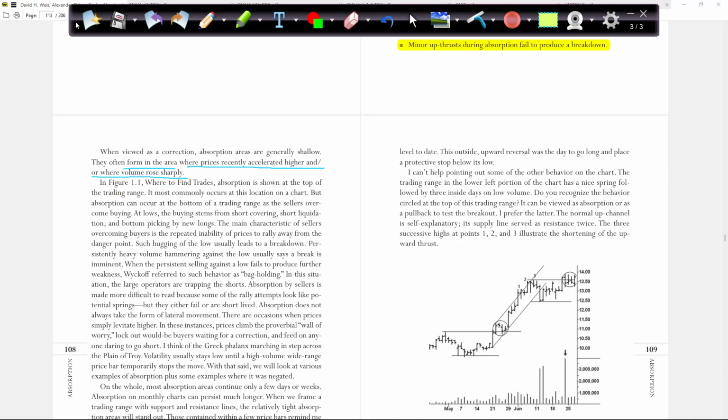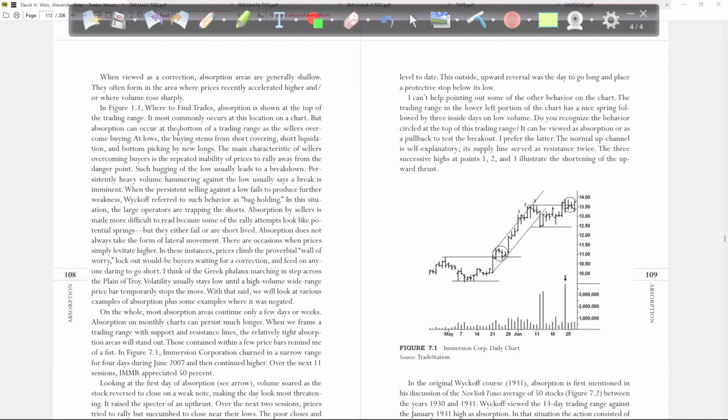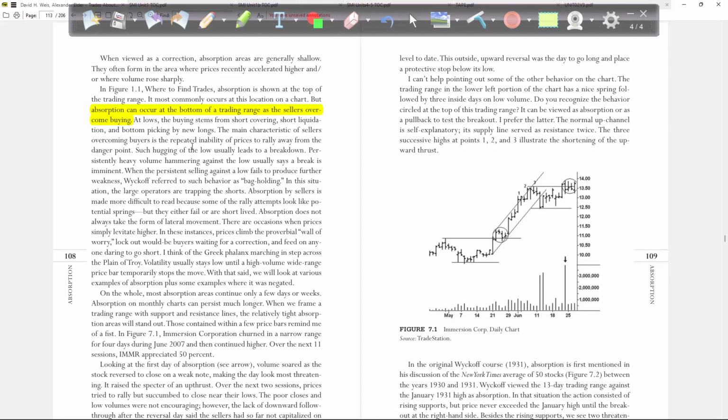In figure 1.1, where to find trades, absorption is shown at the top of the trading range. We can see it here as well. It most commonly occurs at this location on a chart, but absorption can occur at the bottom of a trading range as the sellers overcome buying at lows.